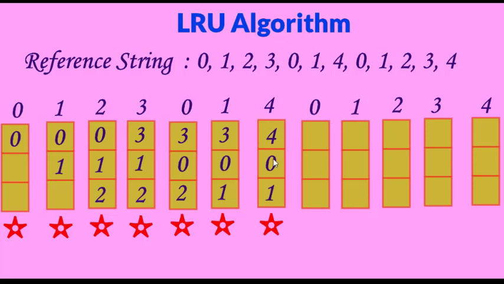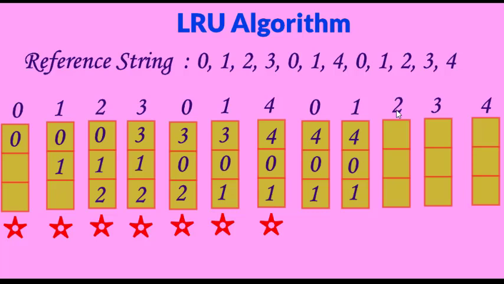Now we require 0, and 0 is already there, so there won't be any page fault. Then after this we require 1, which is already there, so there is no page fault. Now what happens next is we want 2.